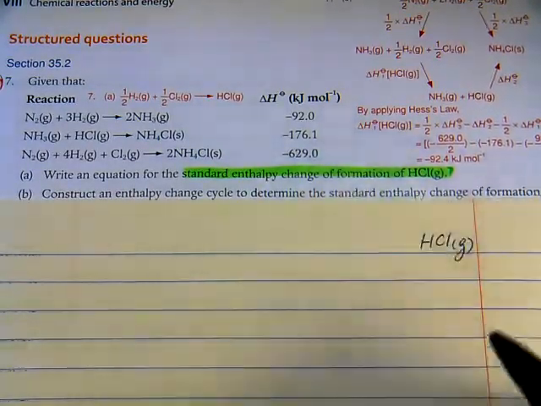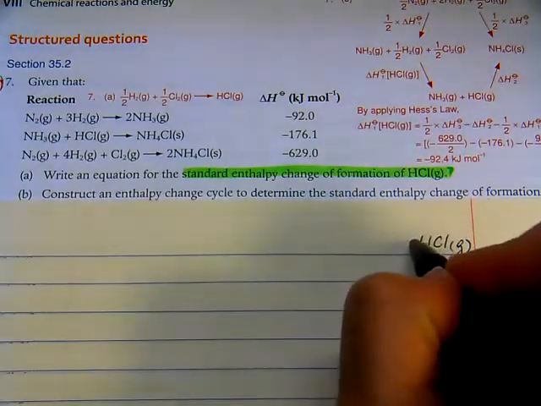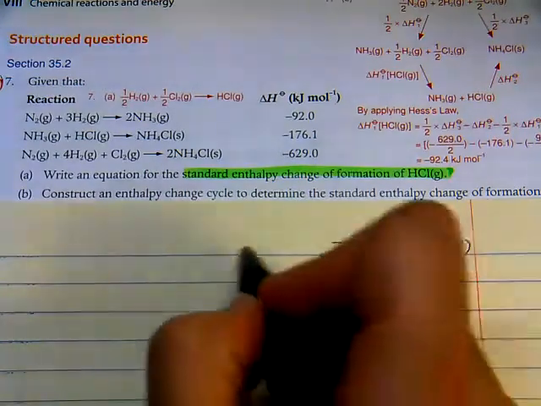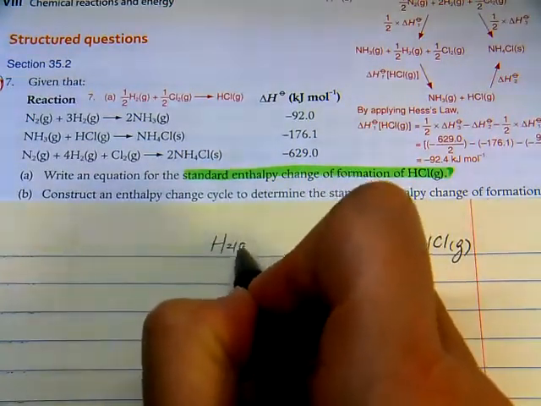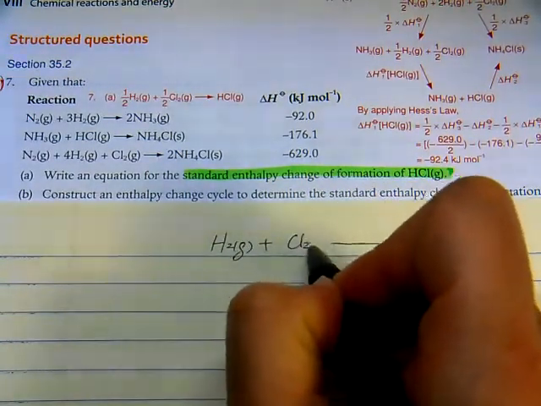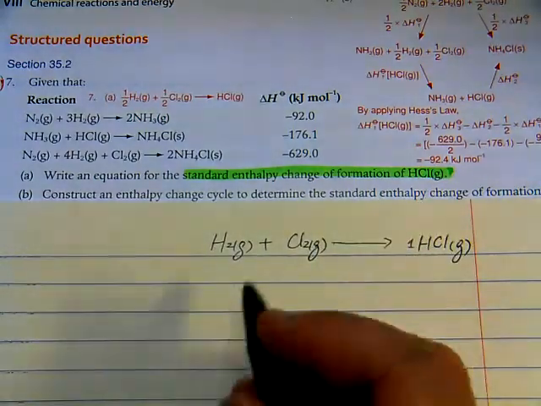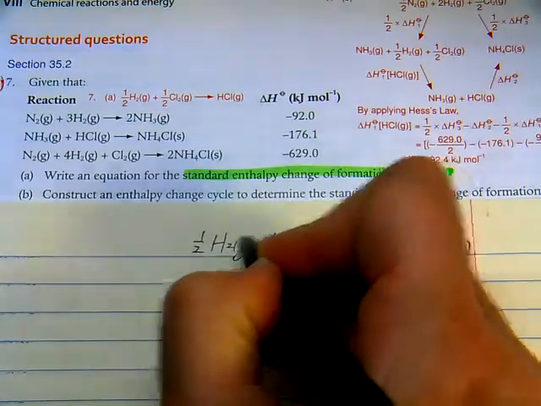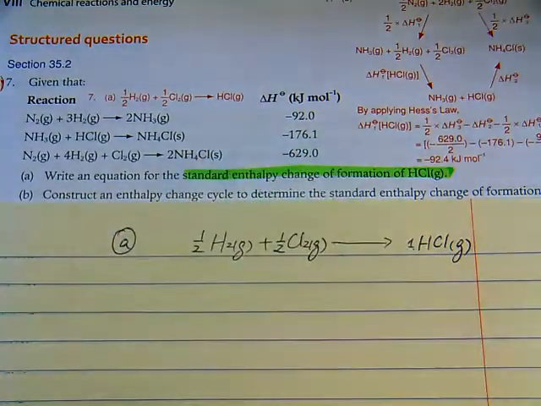Formation, that means HCl is the product. When 1 mole of HCl is formed from its elements, H2 and Cl2. Understand? Because this is 1, so half, half. This is the answer for part A.